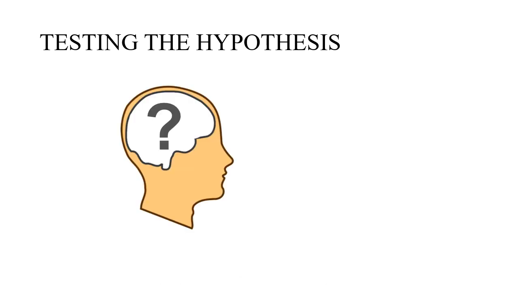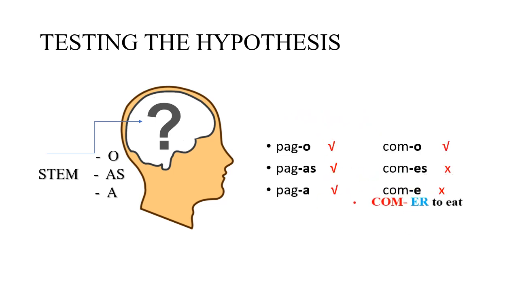So here's our hypothesis. We said that we take the stem and we add o, as, a, and we're going to take two verbs. We're going to take the verb pagar, to pay, and comer, and we're going to see if this works. Now, when we check with the native speaker, it gives us these results: pago, pagas, paga. Now, in this case, the hypothesis seems to work. We get the correct forms.